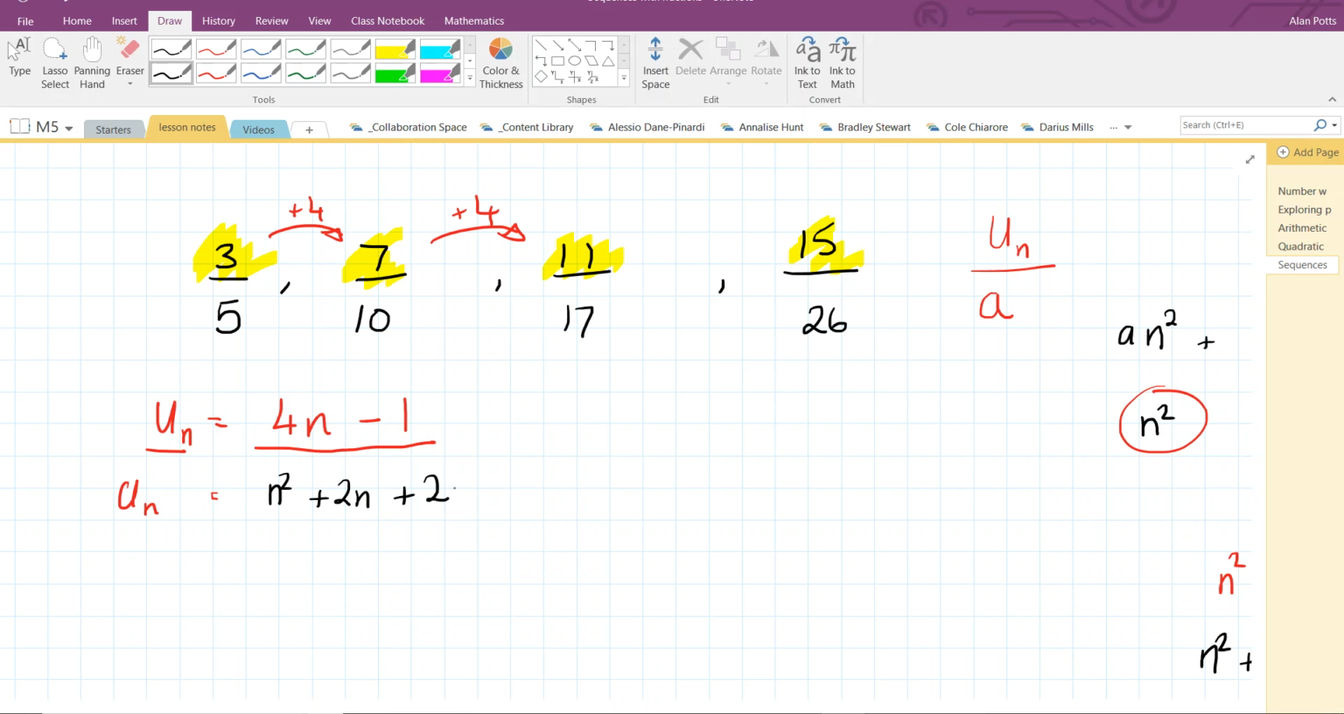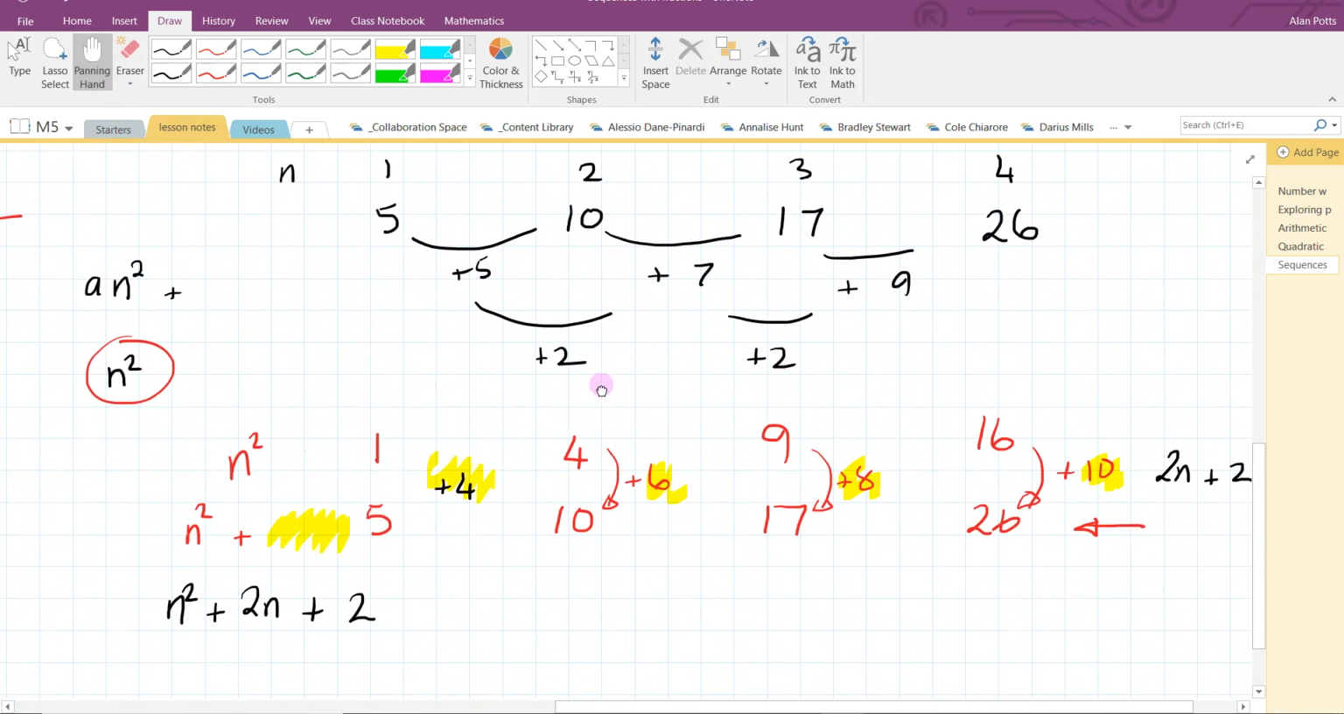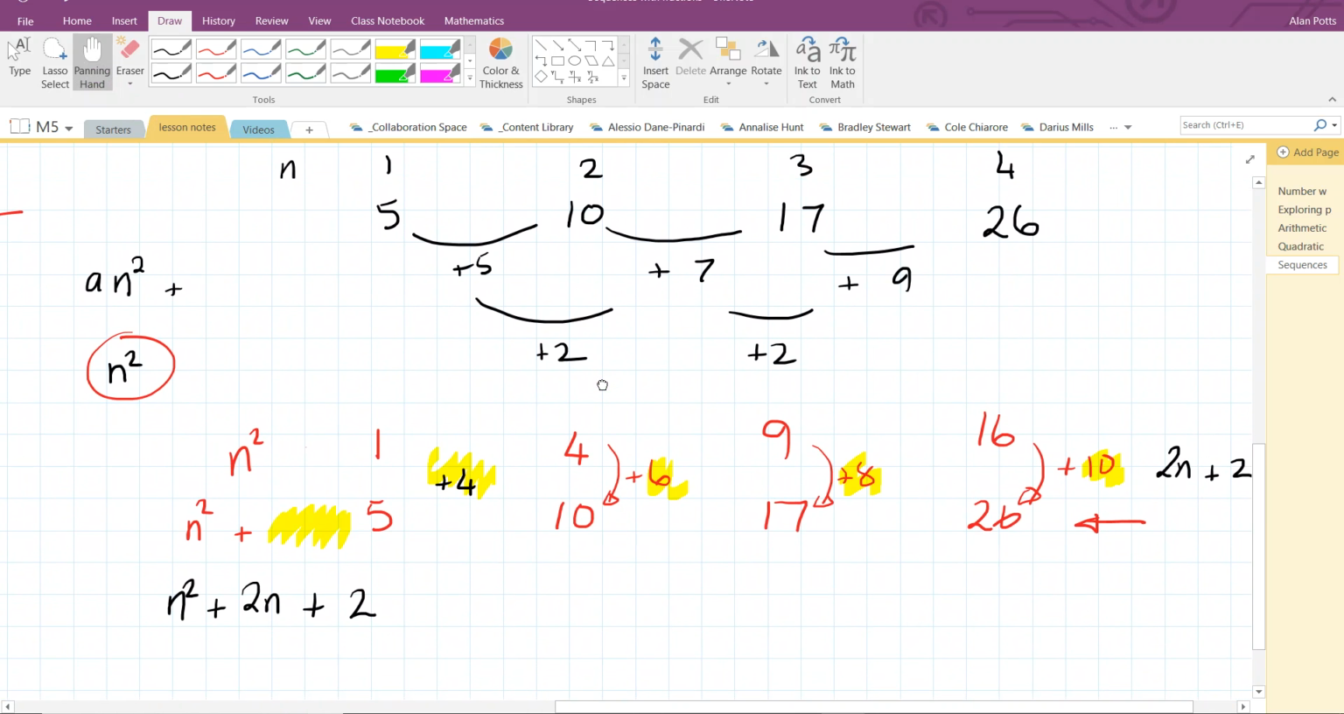Now, I do want to introduce you to something which is a slightly different way of approaching this bit that we're on. All right?